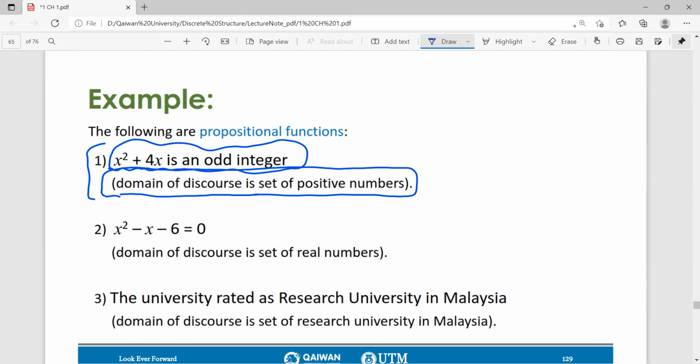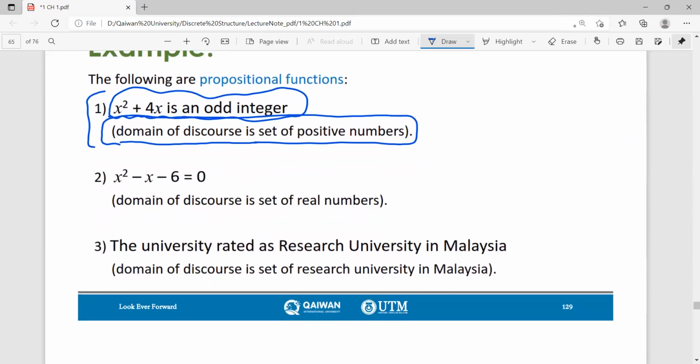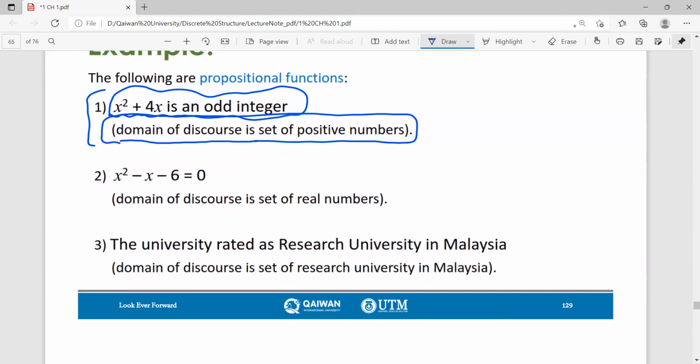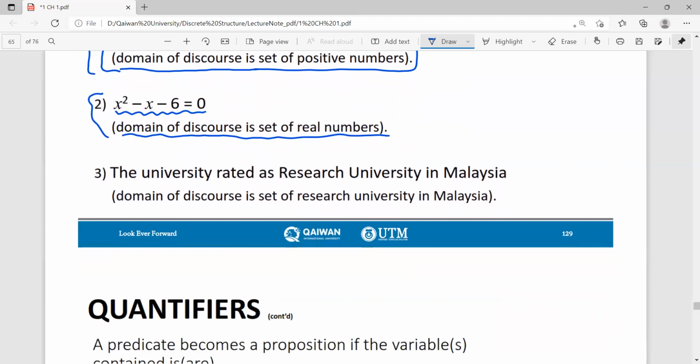Here in the proposition we have x, which is a variable, and here we say this is a quantifier. And in the second one we have x squared minus x minus 6 equals 0. It says the domain of this course is the set of real numbers. This is a quantifier also, because in the proposition we have variables.